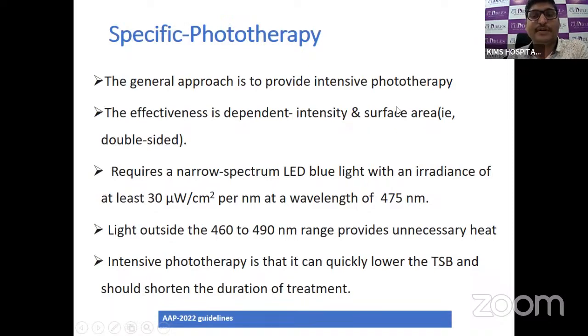Okay, so that's why it is important that the child be exposed properly, and that it is narrow spectrum LED blue light with irradiance of at least 30 microwatt per centimeter square per nanometer at a wavelength of 475 nm. Other wavelengths can lead to unnecessary heat. Intensive phototherapy can quickly lower the total serum bilirubin and shorten the duration of treatment as well. The child should be kept within 30 centimeters of the source of light, and to increase the intensity, we should cover from all sides.